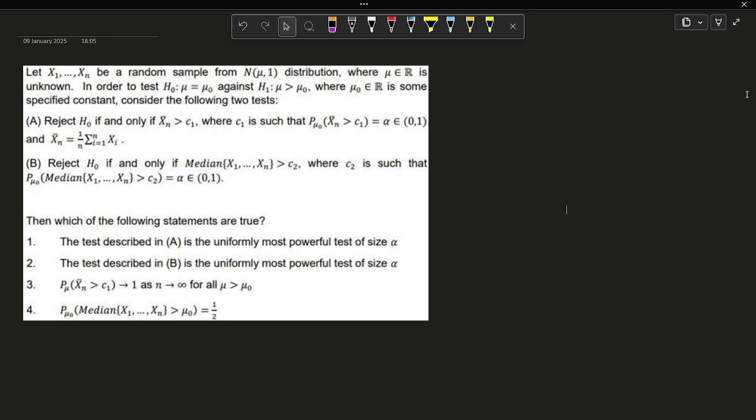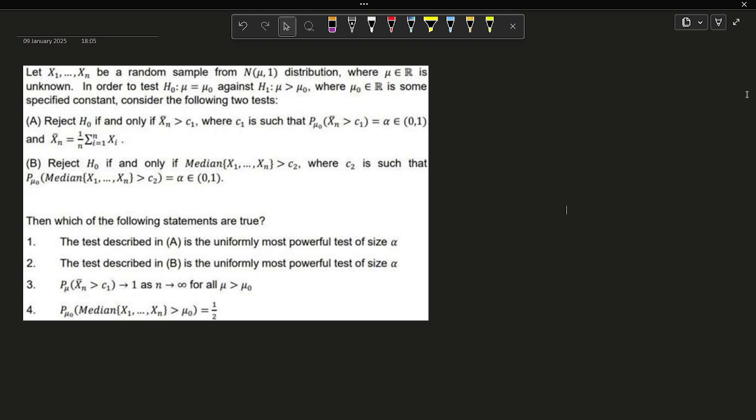This question is telling us: let X1, X2, ..., Xn be a random sample from N(mu, 1), the normal distribution, where mu is unknown and is a real number. In order to test H0: mu = mu0 against H1: mu > mu0, where mu0 belongs to R, so mu0 is a real number, some specified constant, consider the following two tests.